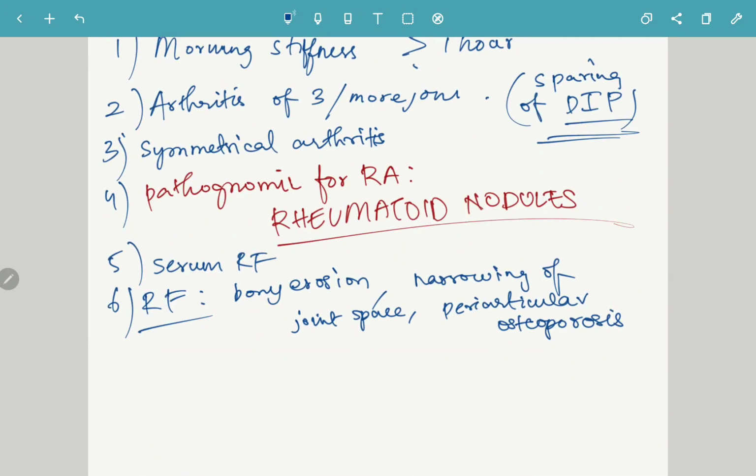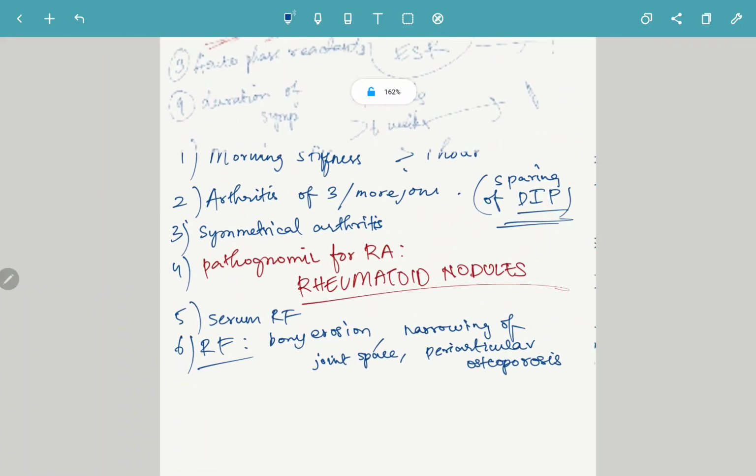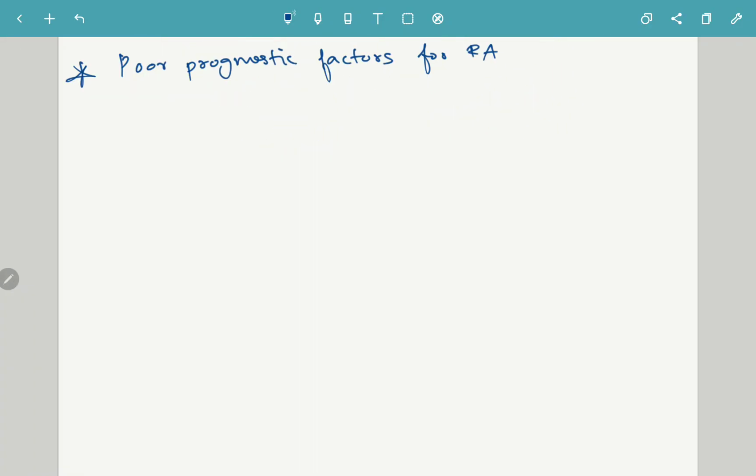So now let's move on to a very important one. What are the poor prognostic factors for rheumatoid arthritis? So next topic. What are the poor prognostic factors for rheumatoid arthritis? There is a beautiful mnemonic here. Remember RA1.